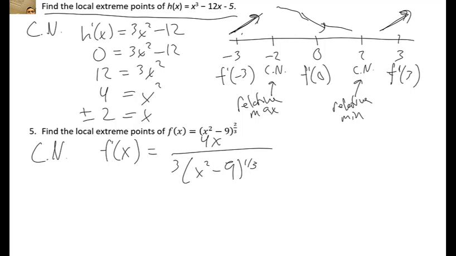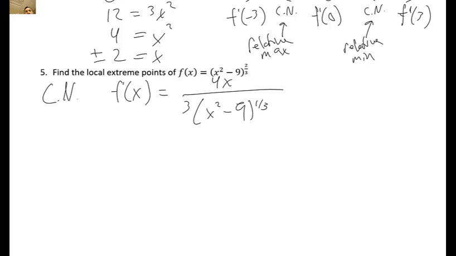Alright, so when this equals 0, or when this is undefined, is when we may have maxes or mins. Those are our critical points. Well, a fraction equals 0 when the numerator equals 0. So it looks like 0 is a critical number, because it makes the first derivative 0. But also, if I can make the denominator 0, that would make it undefined. So I also have to figure out where that happens.